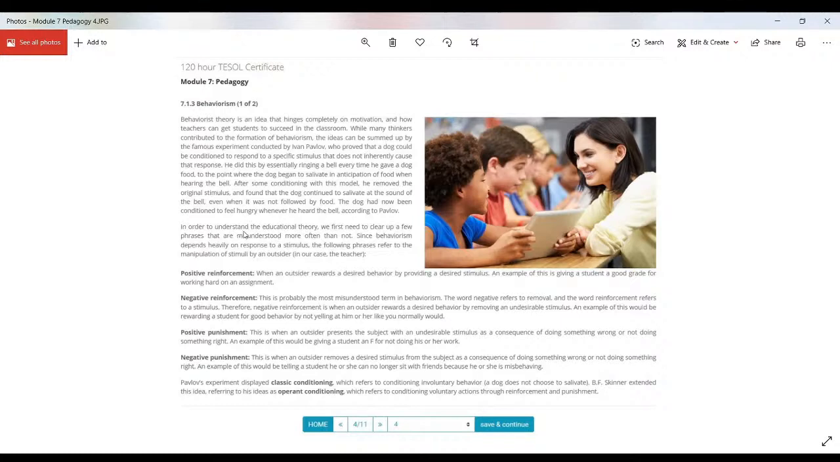In order to understand educational theory, we first need to clear up a few phrases that are misunderstood more often than not. Since behaviorism depends heavily on response to a stimulus, the following phrases refer to the manipulation of stimuli by an outsider, in our case, the teacher.